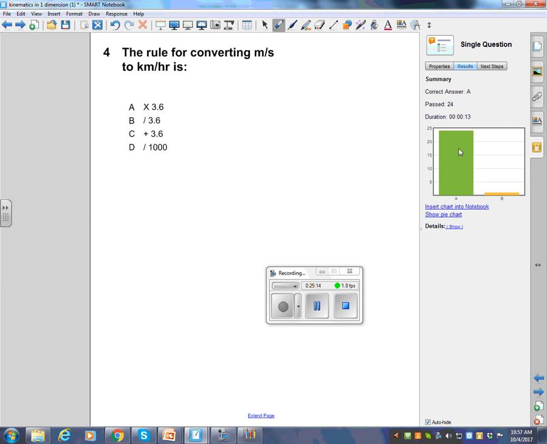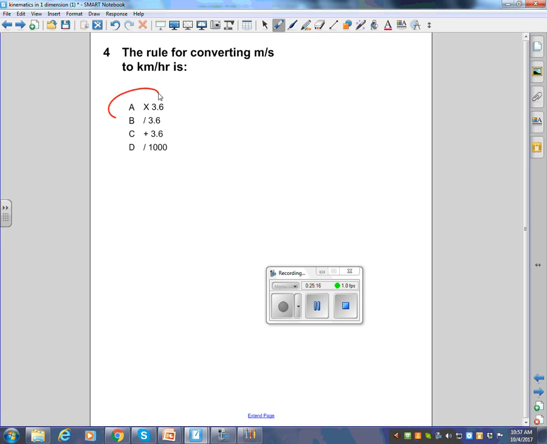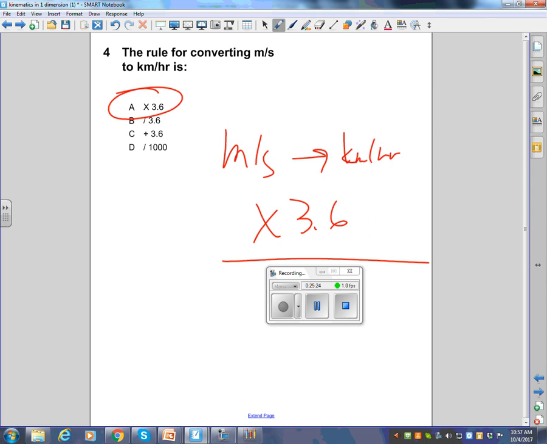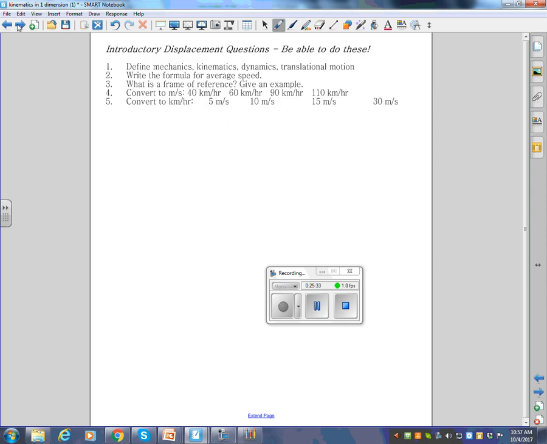Oh, it's multiplied by 3.6. Meters per second to kilometers per hour is multiplied by 3.6. You're going to have to do that multiple times this semester. Okay? You need to be able to do that without even thinking. Multiple times. Okay. Oh, is that all you got? Is that it? Wow, that doesn't feel like much. Okay.